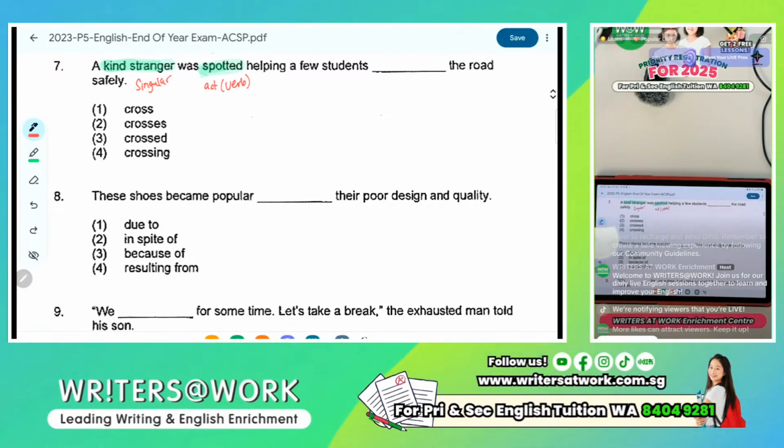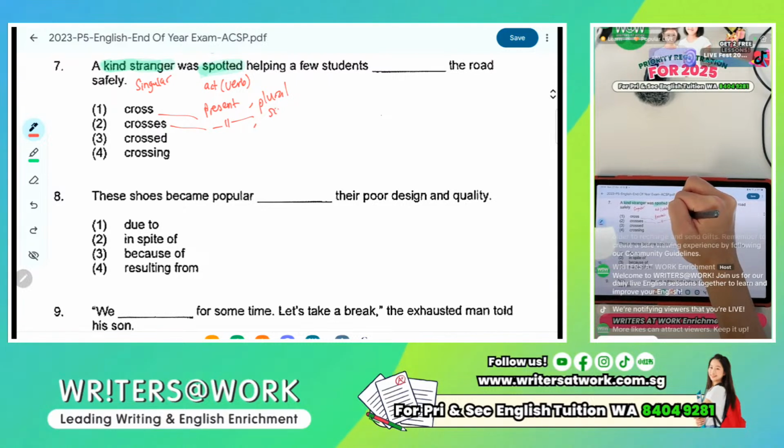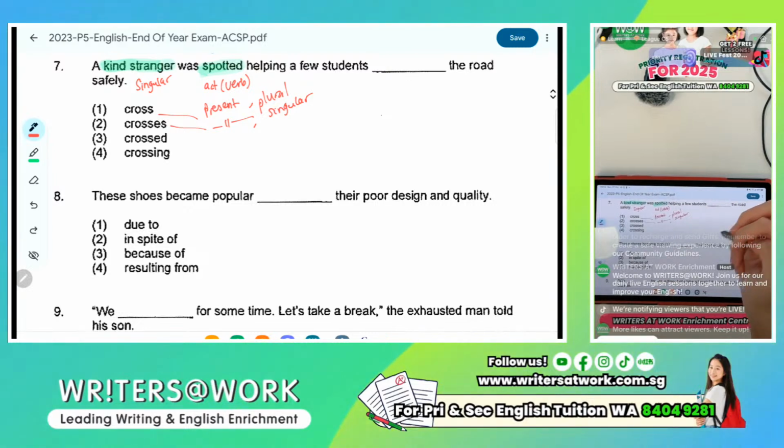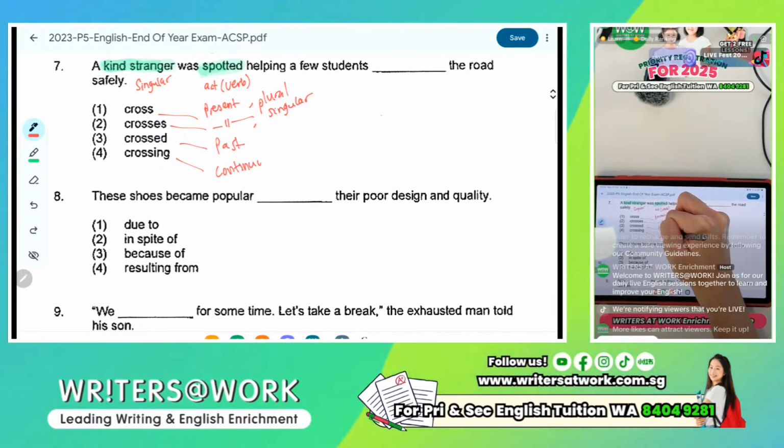Let's take a look at some of the options given. Cross here is singular and plural. We have crosses, which is present and plural, not singular. Crosses is also present but singular. Next, we have crossed, which is in past tense, and crossing, which is in the continuous tense. Continuous tense basically means that your action is ongoing as you speak.